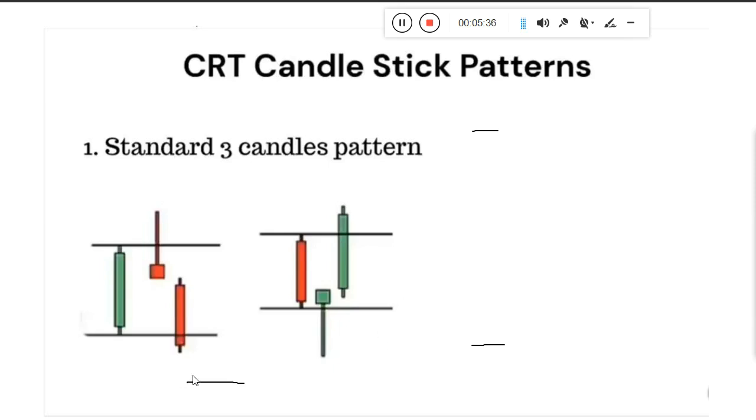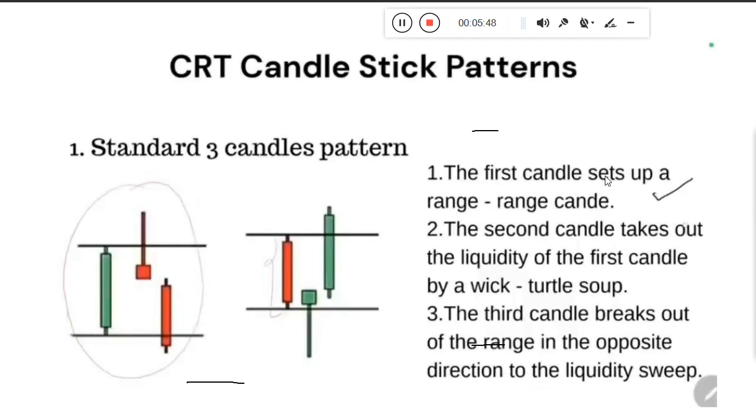So it's a three bar candlestick, where you have the first candle. The first candle will always be the one to set your range. So once the first candle sets your range, you have this. This is the first candle, the range of the move that you have. The second candle takes out the liquidity of the first candle.